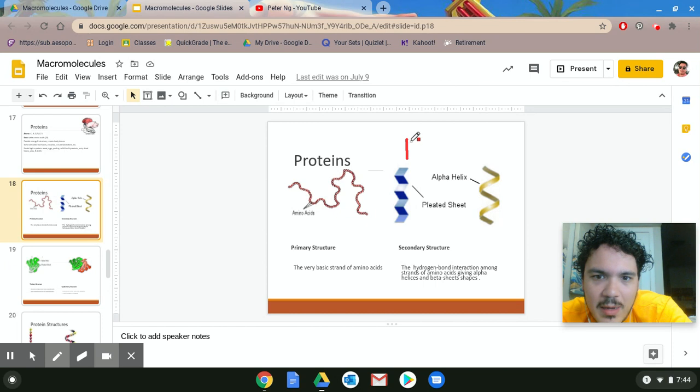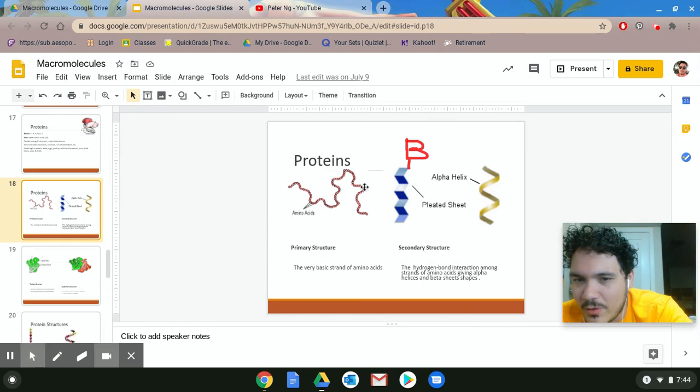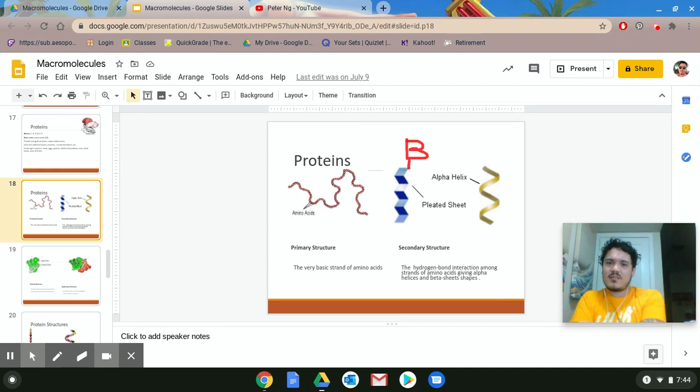It also goes by the beta. It's the closest B I can do without having my normal pen. But the beta pleated sheet, that's supposed to be like a Greek B. But beta pleated sheet is another name for this. It's literally like tinfoil that you've kind of wrapped in on itself.